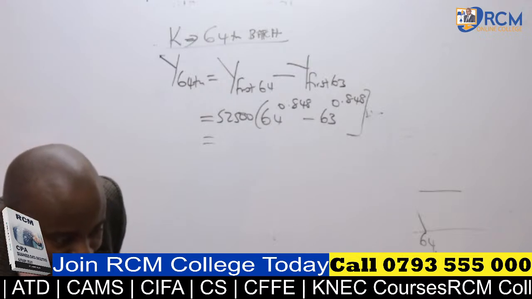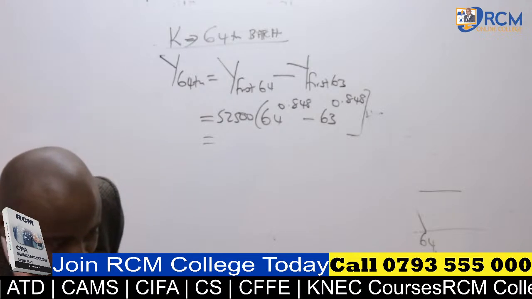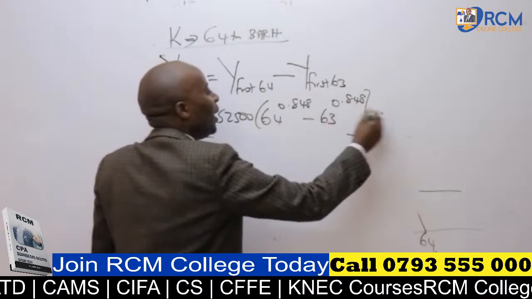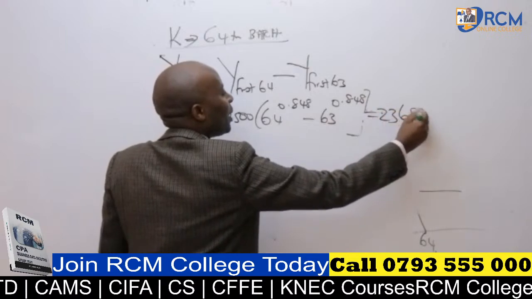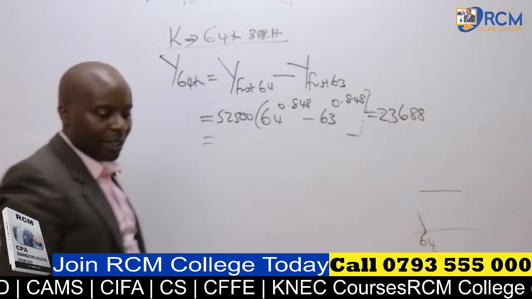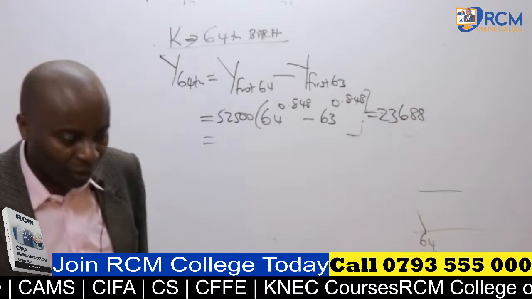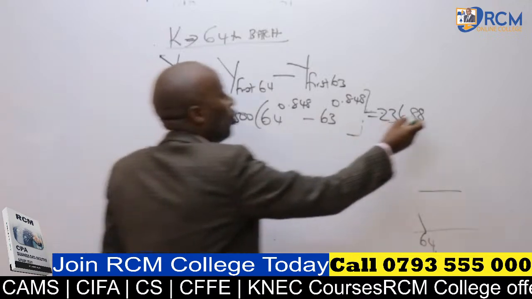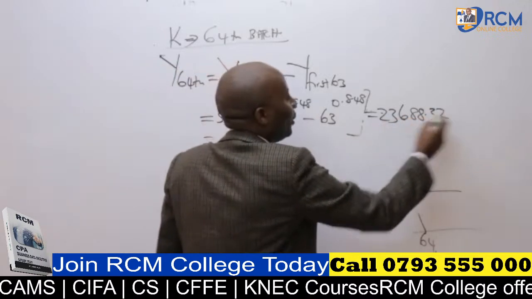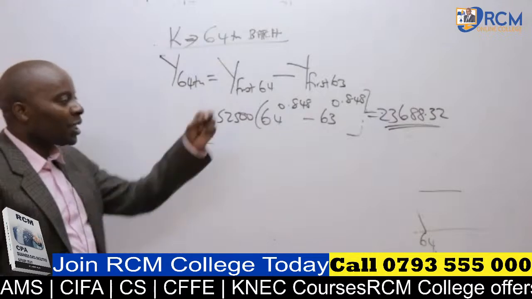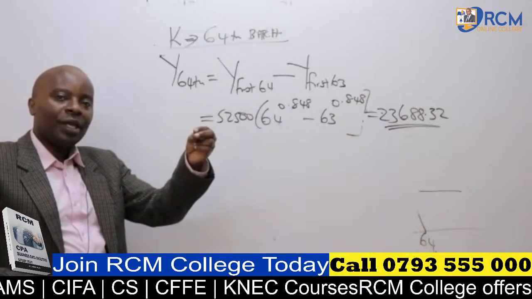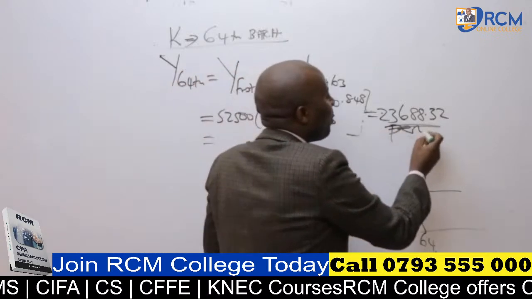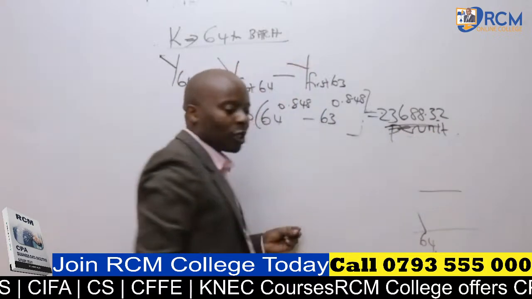Somebody called Peter is giving us 23,688. 23,688.32. At least now Peter is representing the boy child. 0.32. That is the labor cost of producing the 64th unit. So it means that this is cost per what? It is cost per unit.